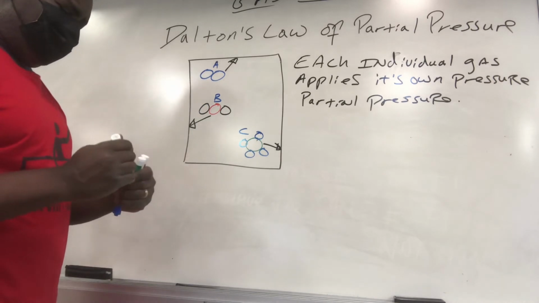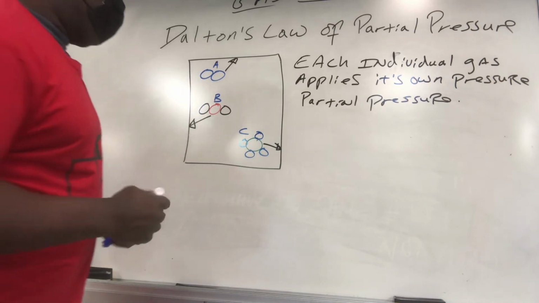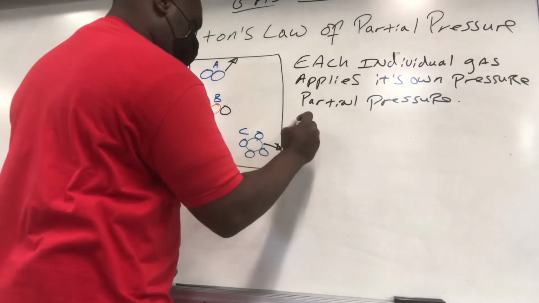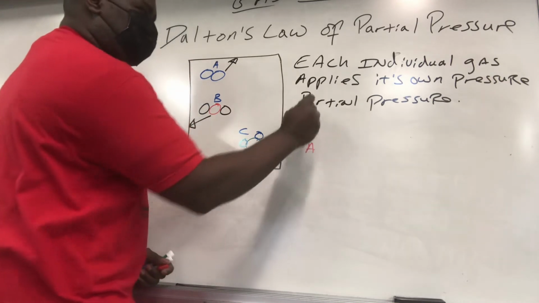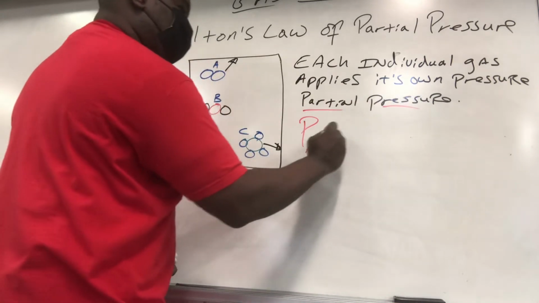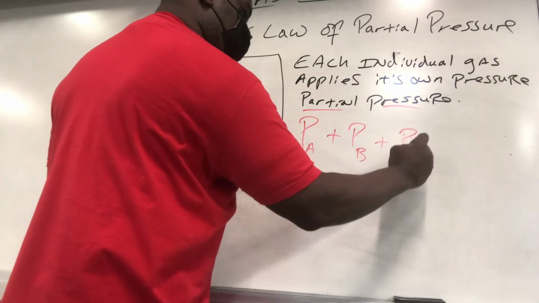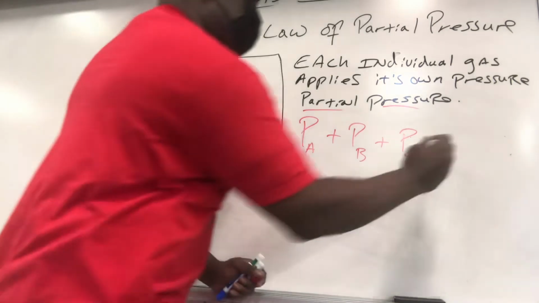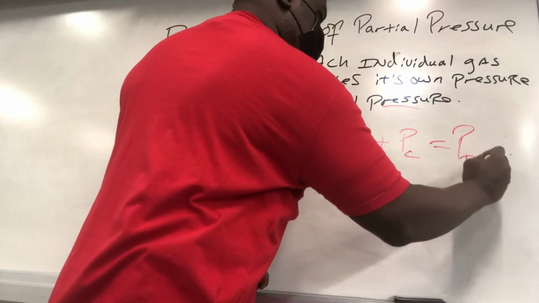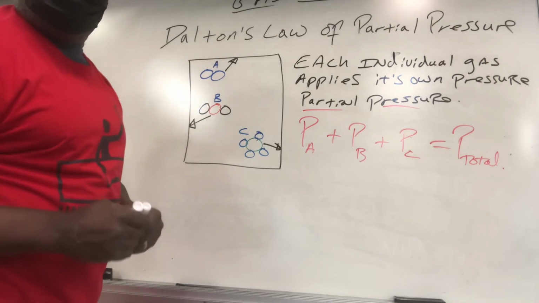So how do they give you problems with this? It's quite simple, right? When we have the partial pressure of A, and we add it to the partial pressure of B, and we add that to the partial pressure of C, we get something called what? The total pressure, right?